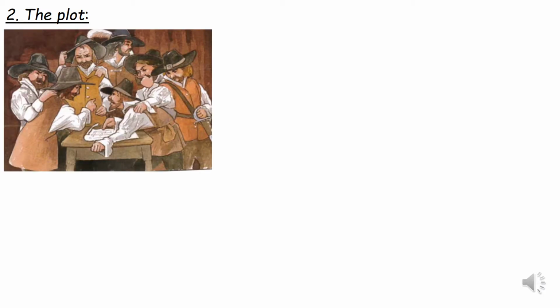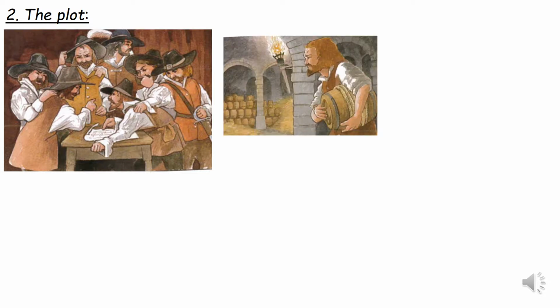2. The plot. Robert Catesby hatched a plan to blow up Parliament in order to kill the king and put a Catholic on the throne. One of the 13 plotters, Guy Fawkes, filled a vault beneath the Houses of Parliament with 36 barrels of gunpowder, more than enough to destroy the building and everyone in it.